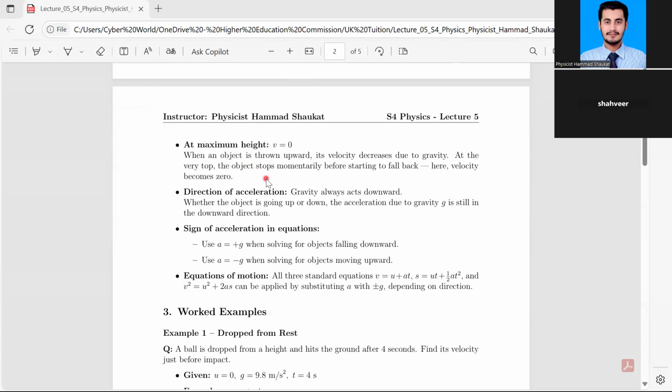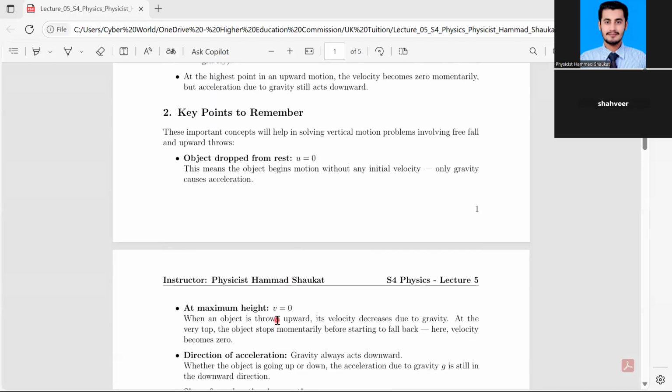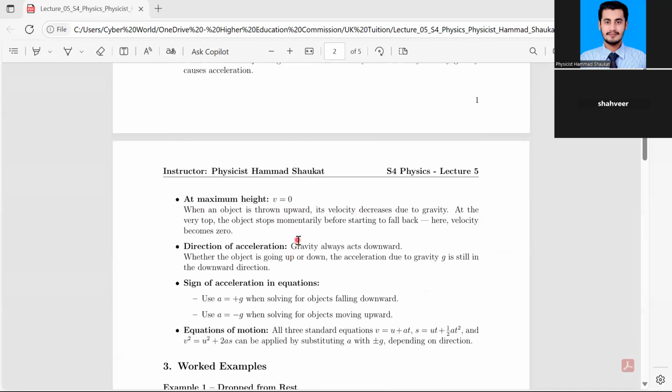And I already told you that at the very highest point, v becomes zero. This v is the final velocity, because you have to throw a ball with initial velocity, and at the very highest point the ball reaches the final velocity. So it says about the highest point, the maximum height that your object attains.